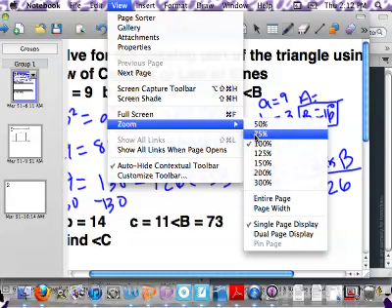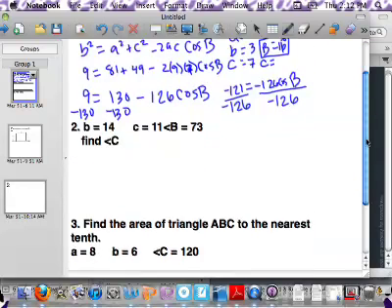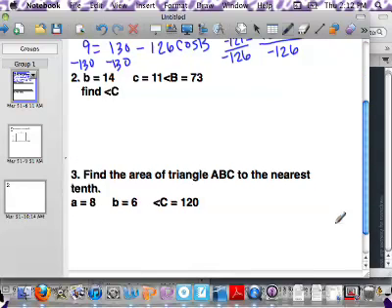All right, number 2. Again, set up your chart. A, B, and C. B is 14. C is 11, and angle B is 73.